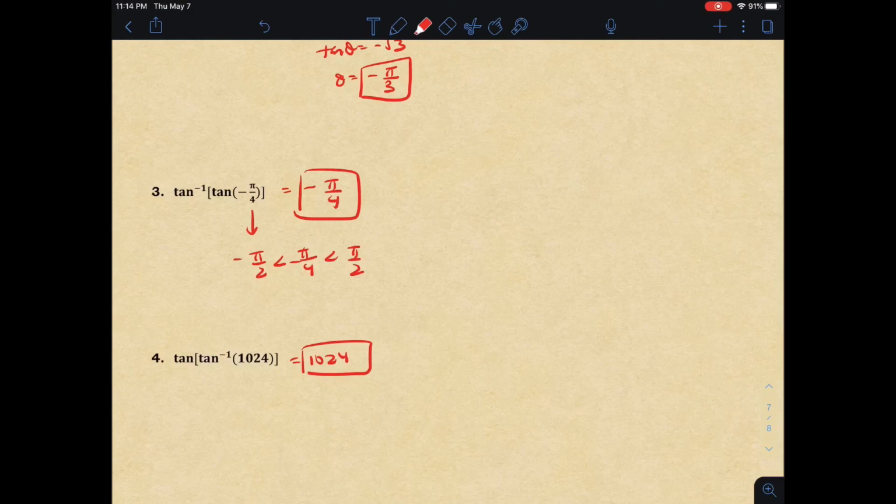So guys, this is the end of section 7.1. Make sure you understand your inverse trig functions as well. In the next video, we are going to continue this discussion with inverse functions for secant, cosecant, and cotangent.